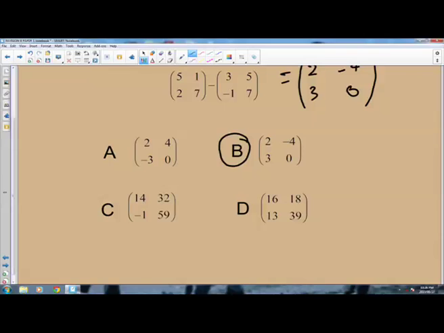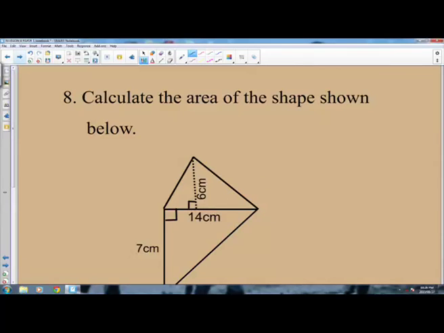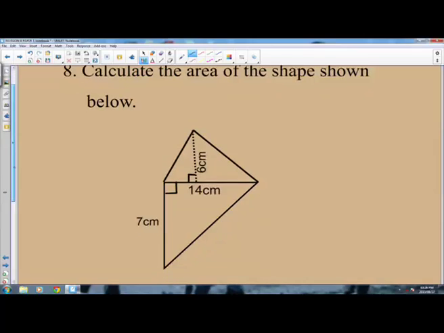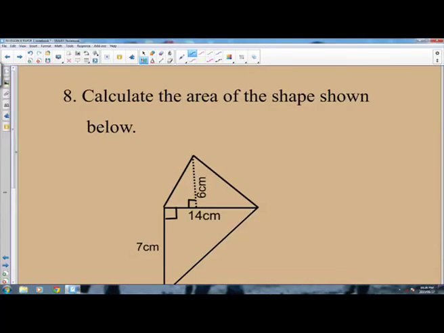And then the next question says you are to calculate the area of the shape shown below. So we have the shape here given, and all that we are expected to do is to calculate its area. How do we find the area of this? When we look into this, we can see that it can be partitioned into triangles, where we can call this triangle A, and this triangle B.